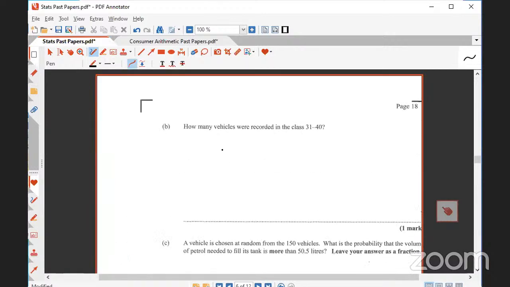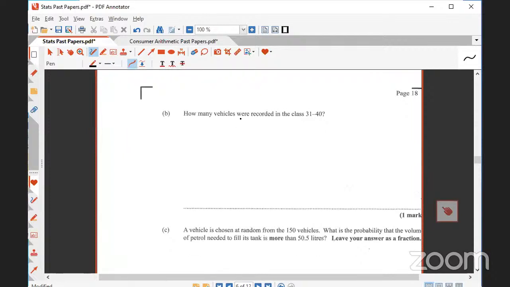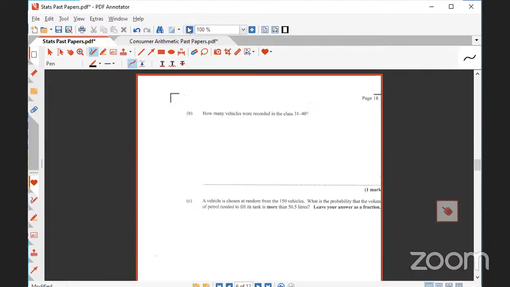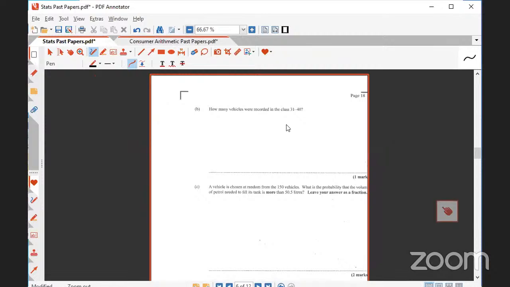Next, it says how many vehicles were recorded in the class 31 to 40. And then a vehicle is chosen at random from the 150 vehicles. What's the probability that the volume of petrol needed to fill its tank is more than 50.5 liters? Leave your answer as a fraction.